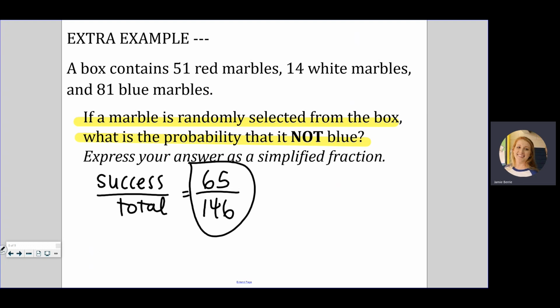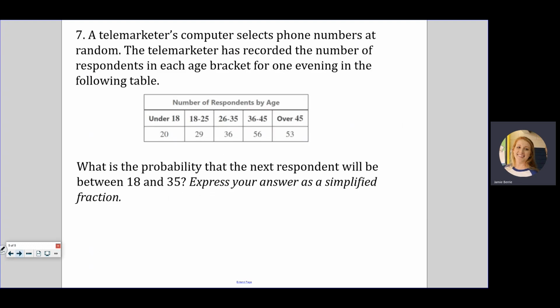All right, we have one last problem that is experimental probability. This is where they're giving you a little frequency table here, and you're going to calculate the probability based on the data in this table. So let's make a little note here that this is experimental probability. Now, it's still calculated the same way, still calculated as success over total. It just gets a different name since we're working with real data.